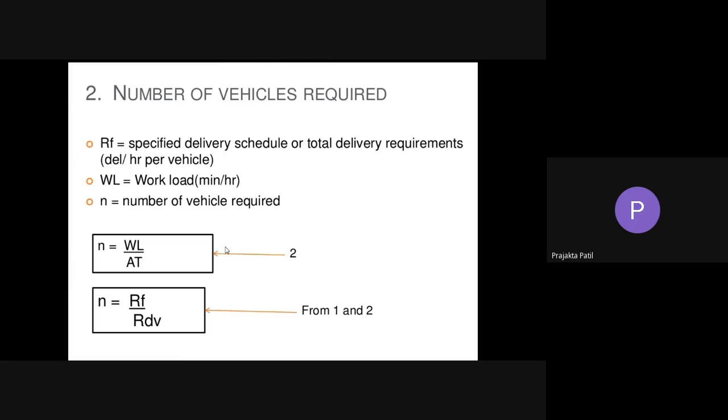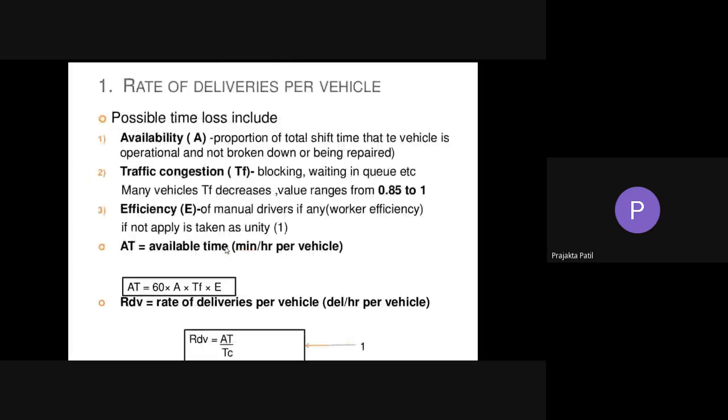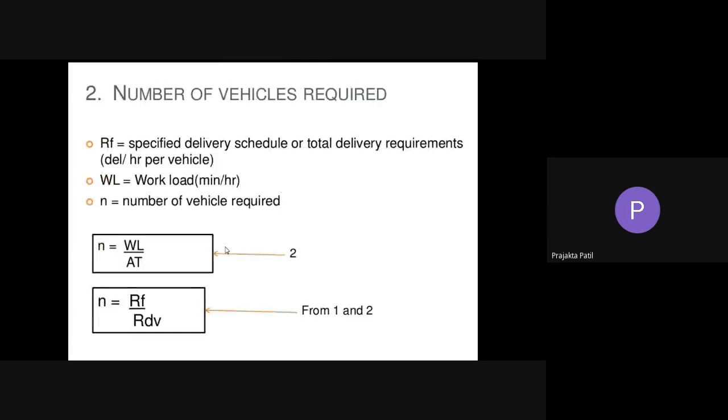Number of vehicles required. I hope you all have copied down this rate of deliveries per vehicle. So depending upon the workload that is there, you have to calculate how many vehicles will actually be required in order to complete the task. Here RF is the specified delivery schedule or the total delivery requirements, in deliveries per hour. WL is the workload. N is the number of vehicles required. So these are the equations.